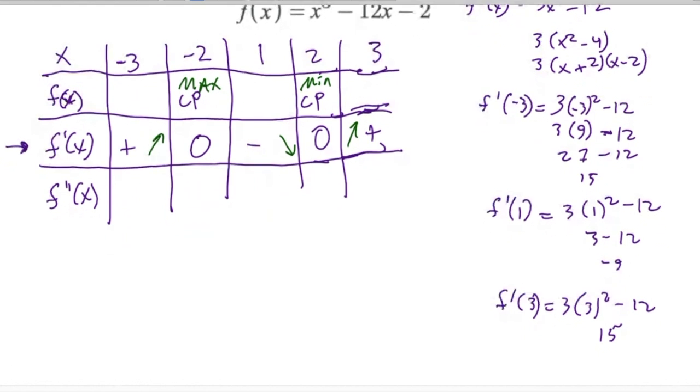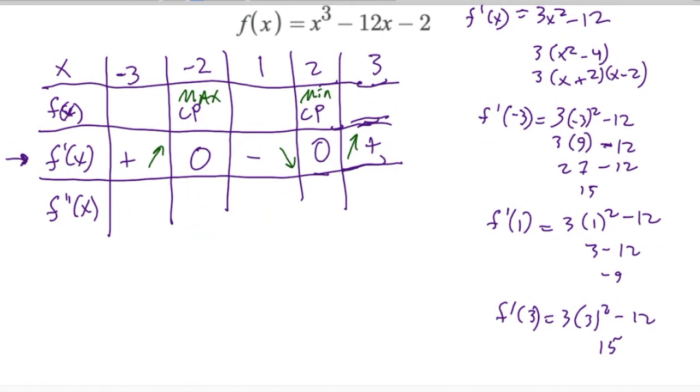Now for our second derivative. All right, let's do -3. So our second derivative at -3. Starting from here, the second derivative would just be 6x. So let's put in -3. If I put in -3, this gives me -18. So that's negative.